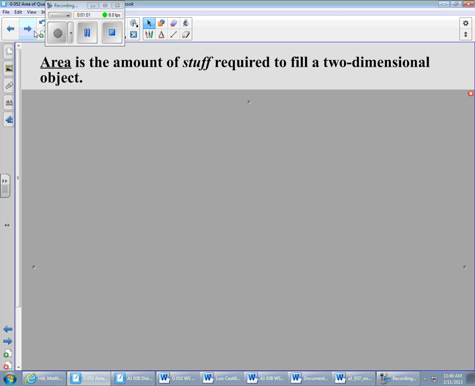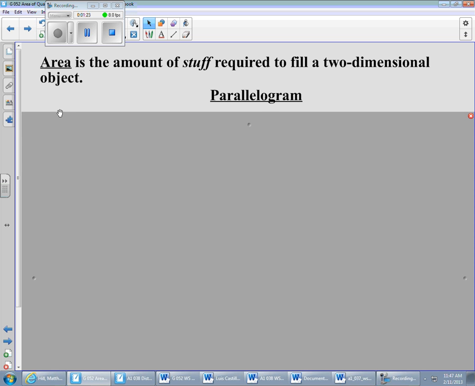Okay, but it's usually in the form of some type of a measurement: inches, feet, miles, meters, centimeters, millimeters, yards. That is stuff, whatever the unit of measurement is, that is required to fill a two-dimensional object. Okay, so let's start off.